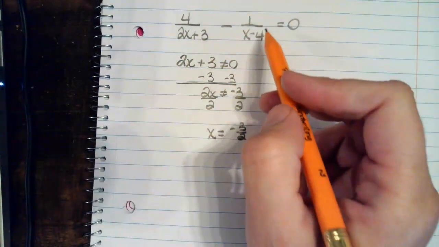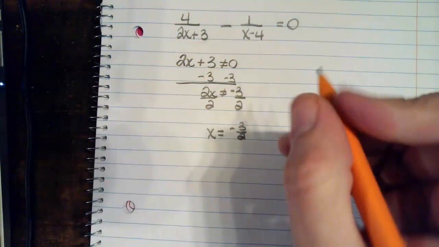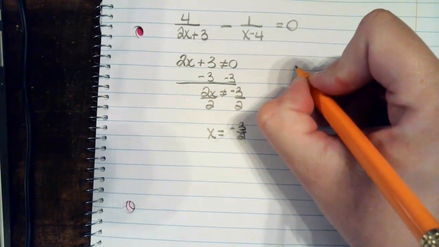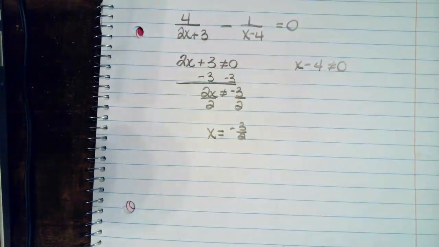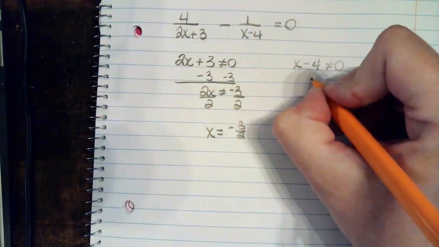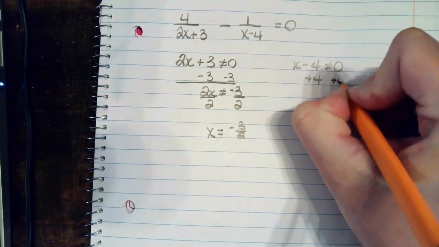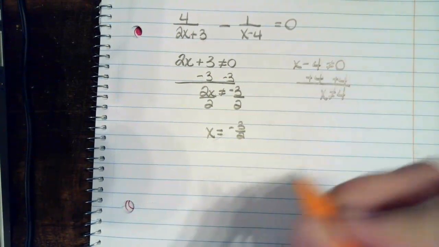Okay, same process for this second one. And on the second one, what we're going to be looking at is x minus 4. So I've got an x minus 4. That cannot equal 0. And when I look at that one, I'm going to add 4 to both sides. So x cannot be 4.